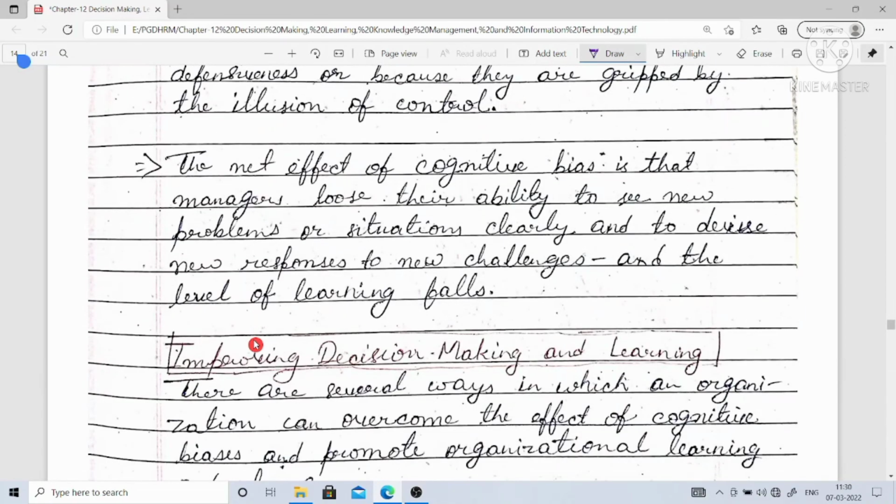So the net effect of cognitive bias. What is the effect of all these cognitive biases? Managers lose their ability to see new problems or situations clearly and to devise new responses to new challenges, and the level of learning falls. So due to cognitive bias, the result is that there is a fall in the level of learning.